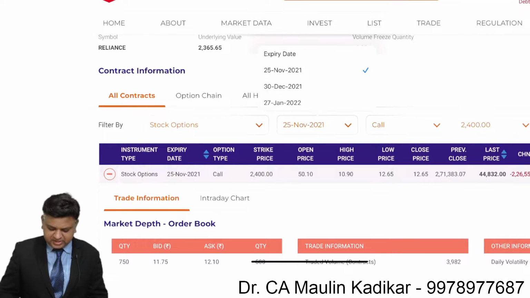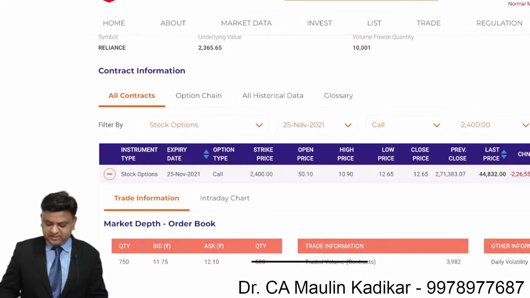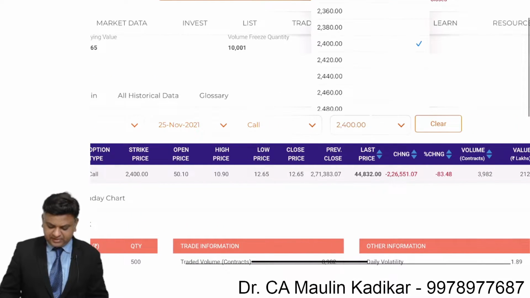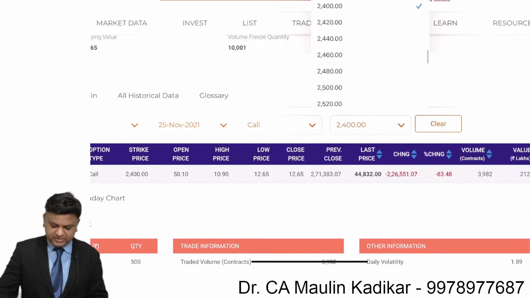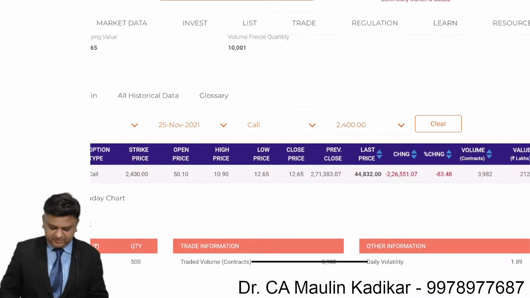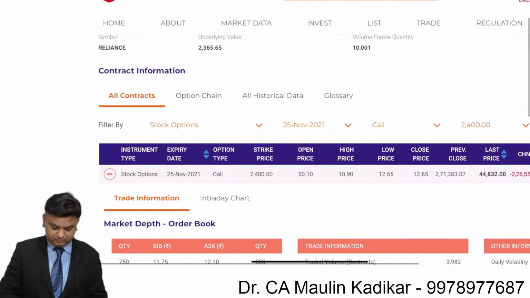Now if you change the date of expiry, then you will have a revised premium amount. Instead of call, you can also enter into the transaction for put, and in respect of the exercise price, you will again have a number of exercise prices for which you can do the transaction. This is the way we will have the exercise price.